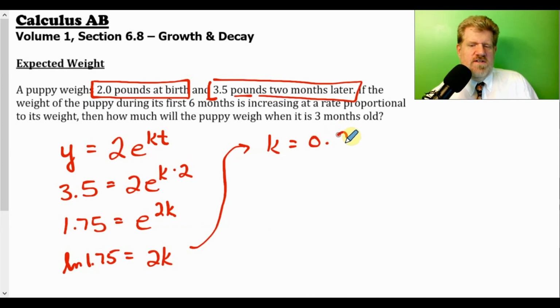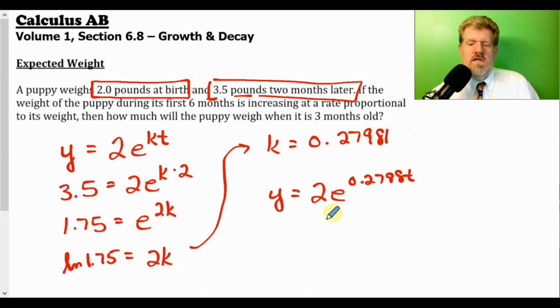Sometimes it's nice to see the k value because, first of all, the k value is positive, so you know the puppy is increasing, and the k value is 0.279. So our equation for this particular puppy would be this. Now, if I want to know how much that puppy weighs after 3 months, I just plug in 3 for t.